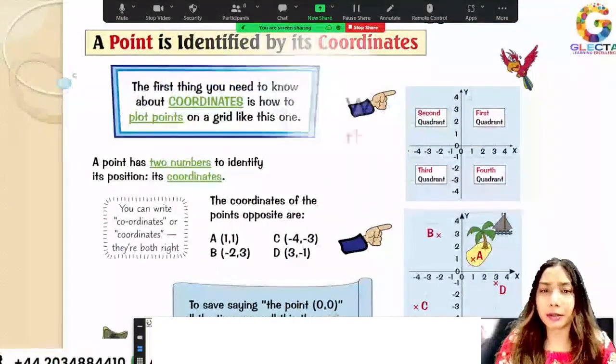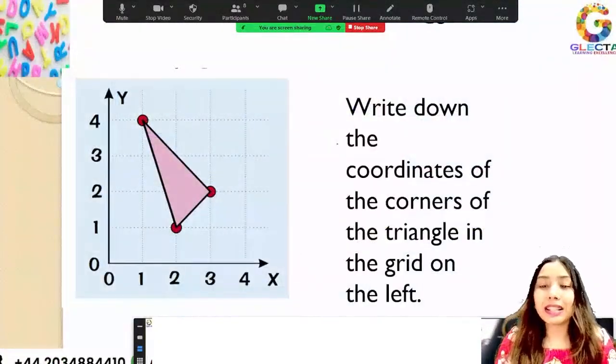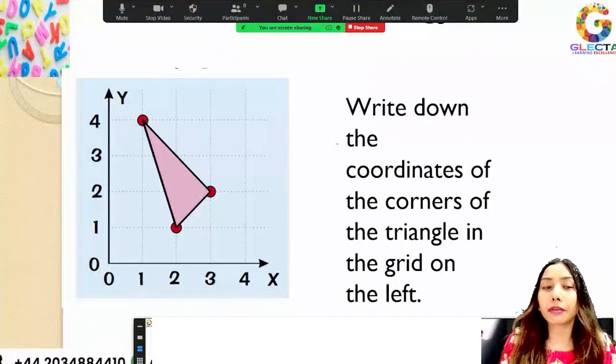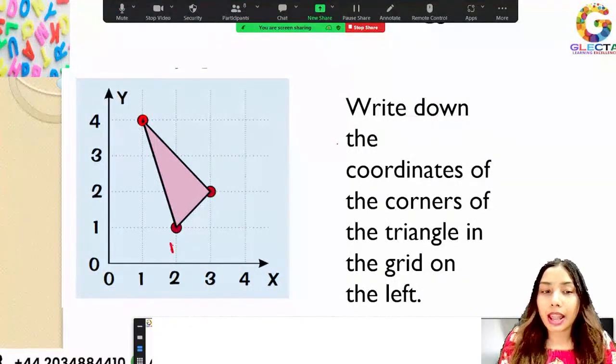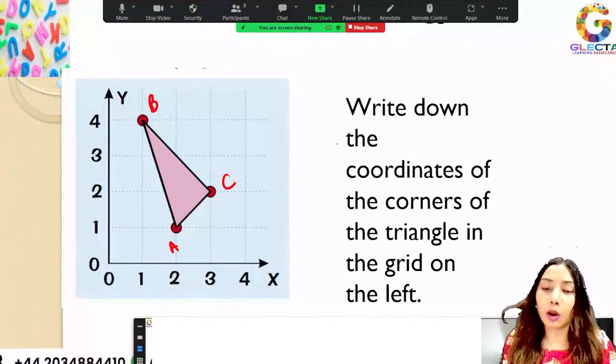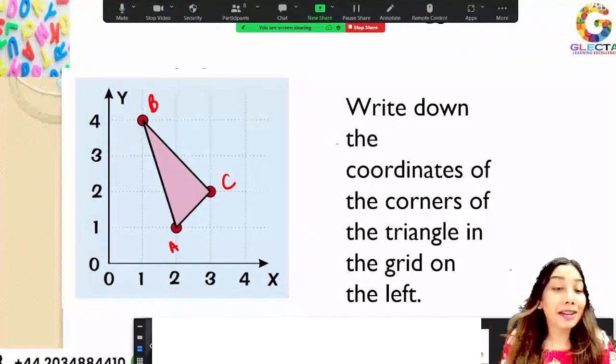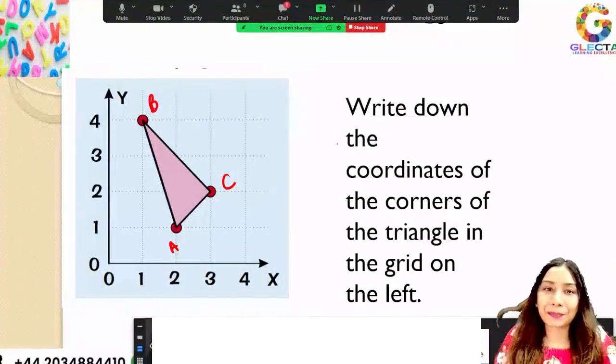These were just the basics. This question is just for the knowledge. Quickly check your knowledge. What are the coordinates of 3 points: this, this, and this? I'm giving the names A, B, and C. Write in the chat box within 1 minute. You have to write the answer within 1 minute.